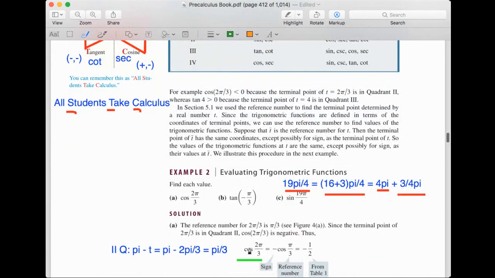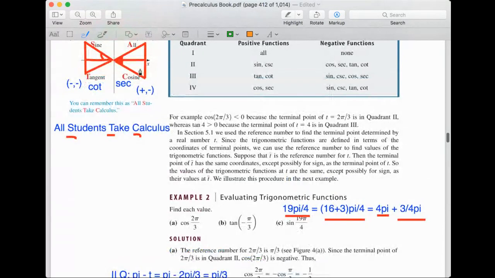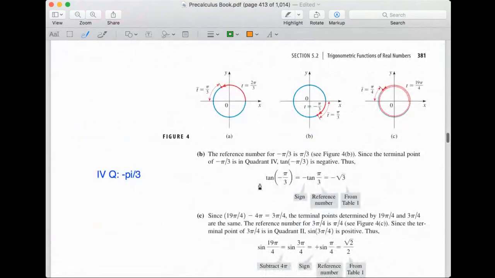In the second quadrant, it would be the negative of the function of its reference angle. Now negative pi over 3, if we draw it, is in the fourth quadrant. In the fourth quadrant, tangent is negative. So we write tangent of negative pi over 3 equals negative tangent pi over 3. Then we go to the table to check: tangent pi over 3 is root 3. So tangent of negative pi over 3 equals negative root 3.